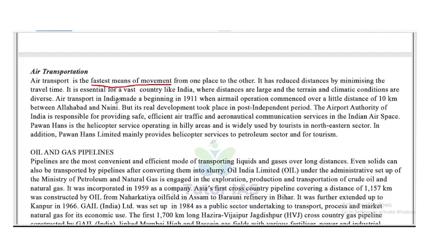Air transport in India made a beginning in 1911 when air mail operation commenced over a little distance of 10 km between Allahabad and Naini. But its real development took place in the post-independence period. The Airport Authority of India is responsible for providing safe, efficient air traffic and aeronautical communication service in the Indian airspace.